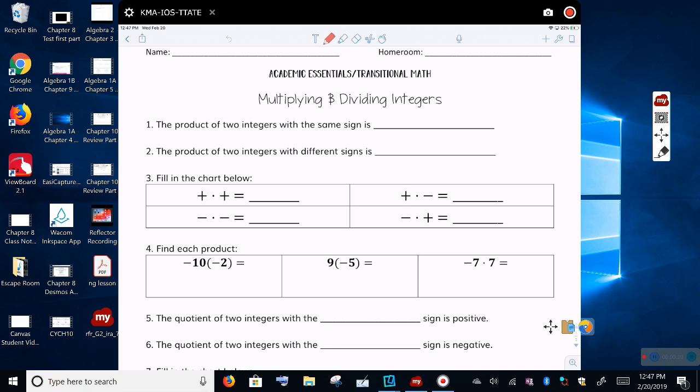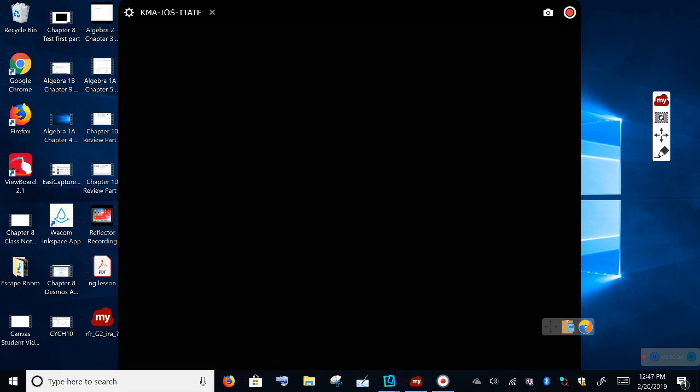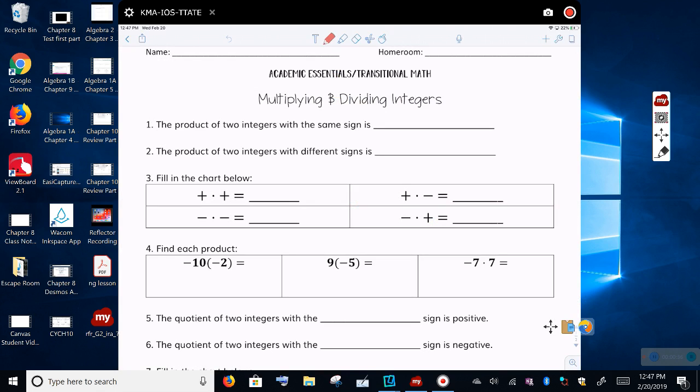Okay, so I'm going to start with number 1 here, where it says the product. Does anybody know another word for product? What does product mean? Look at what we're doing. We're multiplying and dividing. So product is what? Okay, the product means multiplication.